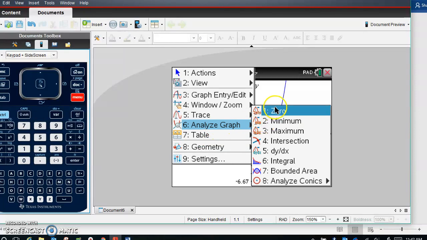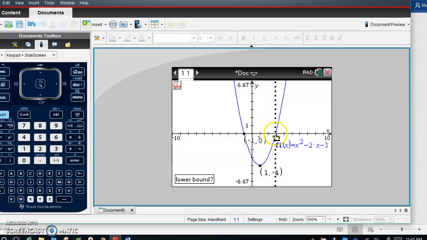And we can do the same to this one over here. Menu, analyze graph, zero. And so there's the other zero, we put it to the left. There's the zero, it says 0, put it to the right, and it tells us our other one. So these are the 3 points, (-1, 0), (3, 0), and (1, -4). I'm going to go back and graph. And you will see that on the next video.